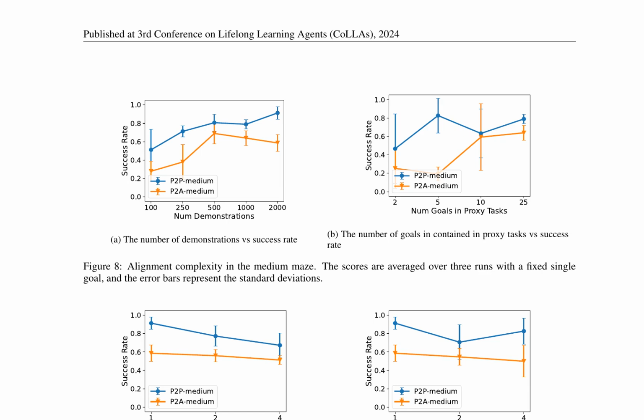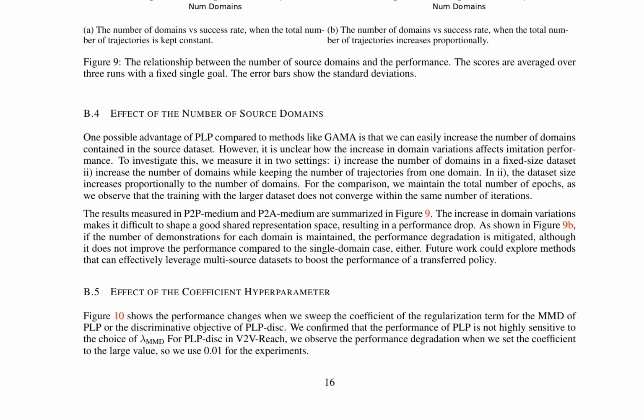Increasing the number of domains in a fixed-size dataset leads to performance degradation, as shaping a good shared representation space becomes more challenging. However, maintaining the number of demonstrations per domain mitigates this degradation, although it does not improve performance compared to the single domain case. This suggests that future work could explore methods to effectively leverage multi-source datasets to boost transferred policy performance.